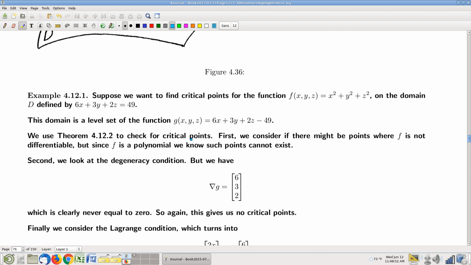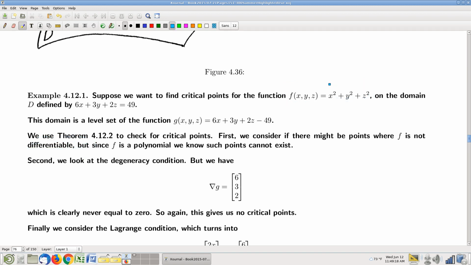Step one. Is this function always differentiable? Are there any points where this function fails differentiability? Nope. It's polynomial. Polynomial is differentiable everywhere. So, I don't know if you want to call it bad news or good news, but there are no differentiability problem critical points.